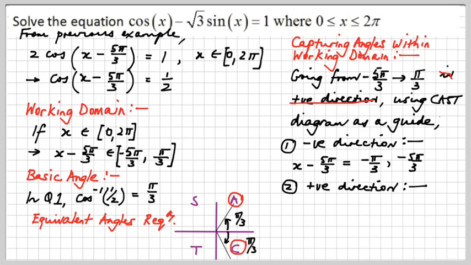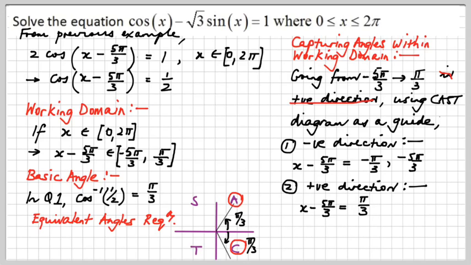Now we'll go in the positive direction. Where have we got to go to in the positive direction? Having a look at it, we've got to go as far as pi on 3. So let's simulate that. Here's the 0 point. Boom! That's it, pi on 3. That's as far as you're allowed to go, and we've captured one in that process. So that's the only one. That's pi on 3. Therefore, x minus 5 pi on 3, our working domain, is going to be pi on 3.